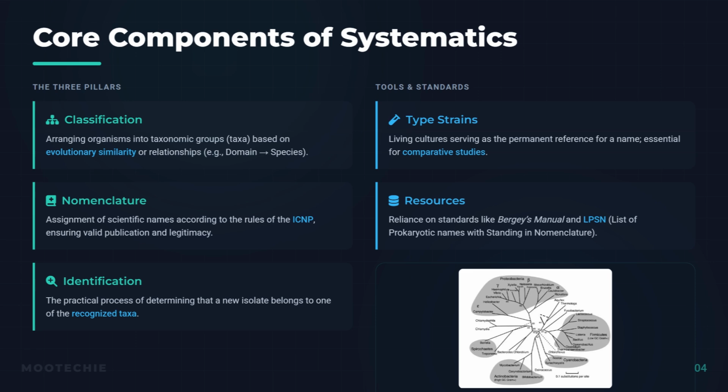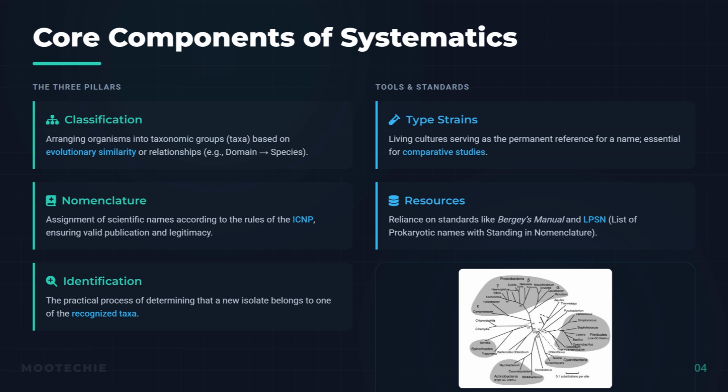Second, nomenclature. This is the assignment of scientific names according to the rules of the ICNP, ensuring valid publication and legitimacy. This is the rulebook for naming, making sure every scientist worldwide uses the same officially recognized name for a bacterium. Third, identification. The practical process of determining that a new isolate belongs to one of the recognized taxa. When you find a new bacterium in the lab, this is the detective work you do to figure out what it is and where it belongs on that family tree.